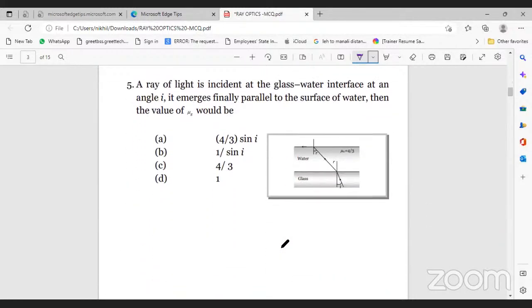Look at this. A ray of light is incident at a glass water interface at angle I. This is the incident ray. Finally, it emerges parallel to the surface of water. Here it is coming like this. What is the value of mu g they are expecting? They are expecting mu g.